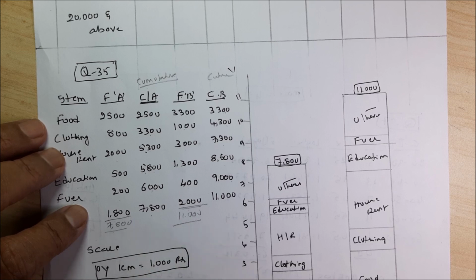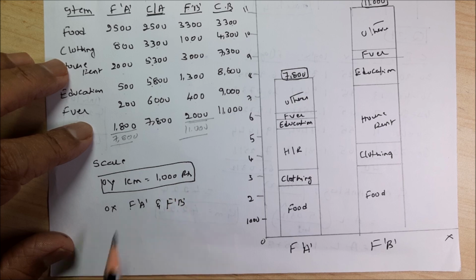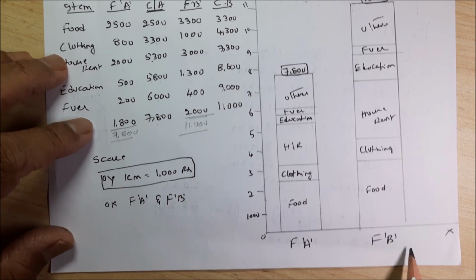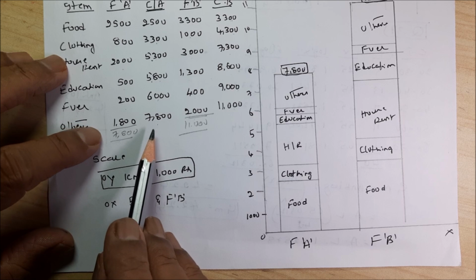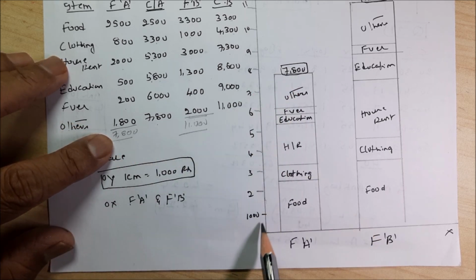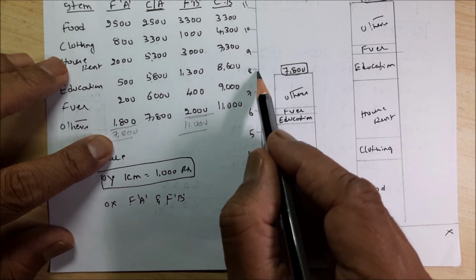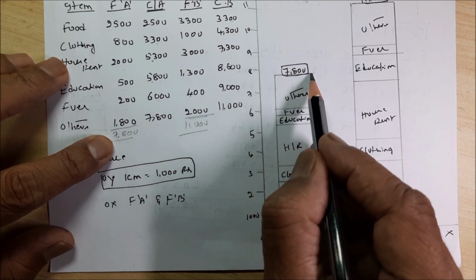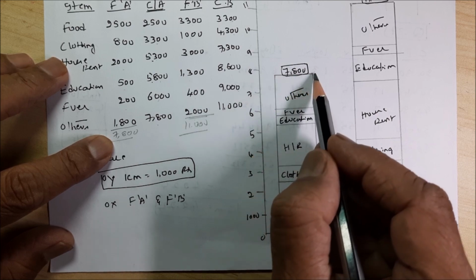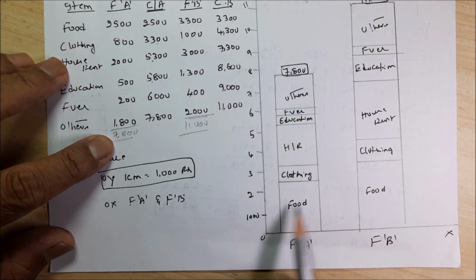Here the question is very simple. How do you take the scale? On the OY axis, 1 centimeter is equal to 1000 rupees. OY is family A and family B. I have drawn one bar for 7800 rupees: 1000, 2000, 3000, 4000, 5000, 6000, 7000, 8000. Below 8000 it becomes exactly 1. Then the next one is 11,000, which I have drawn.